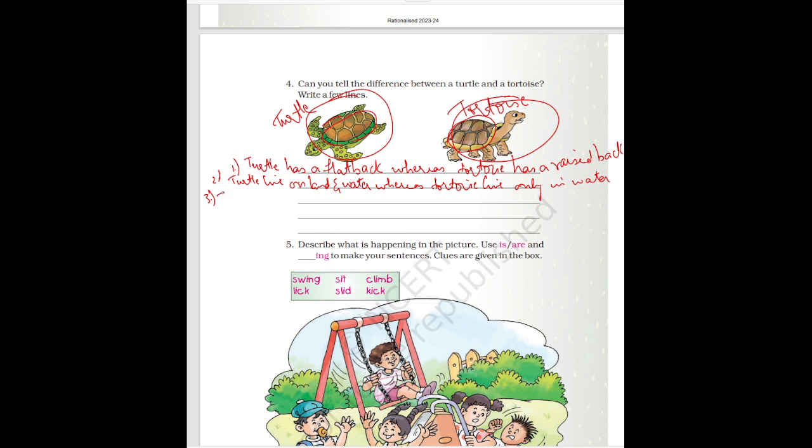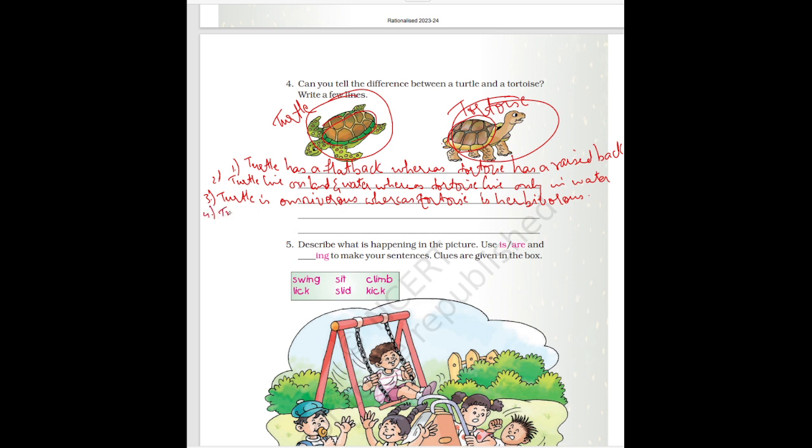Then third is, turtle is omnivorous, O-M-N-I-V-O-R-O-U-S, whereas tortoise is herbivorous, H-E-R-B-I-V-O-R-O-U-S. Omnivores means it eats plants as well as flesh, both it eats. Who? Turtle. Whereas tortoise only eats plants. It is a herbivore animal. So it eats only plants and grass inside the water.